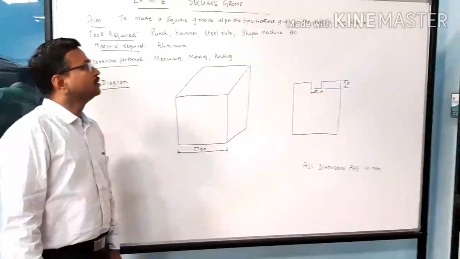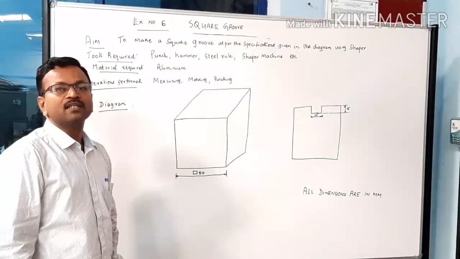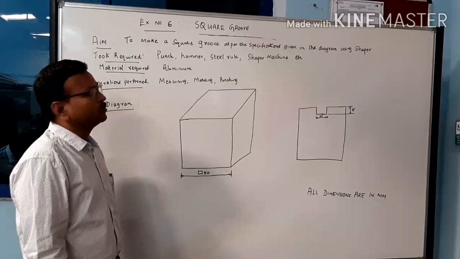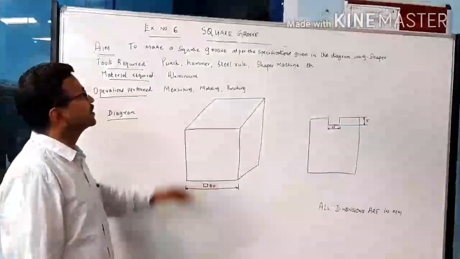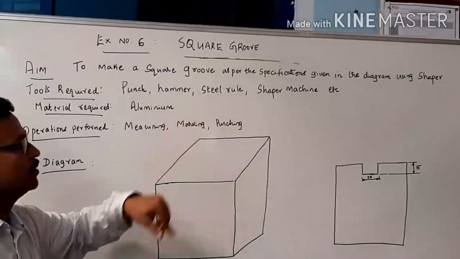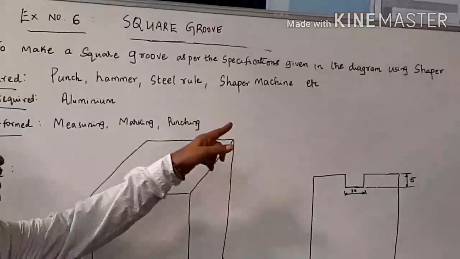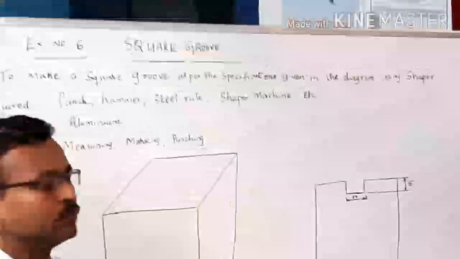Hello students, in the previous class we understood how to cut the gears, and today's class we will understand how to make a square groove in the shaping machine. This is exercise number 6, square groove. The aim of the experiment is to make a square groove as per the specifications given in the drawing, using a shaper machine tool.